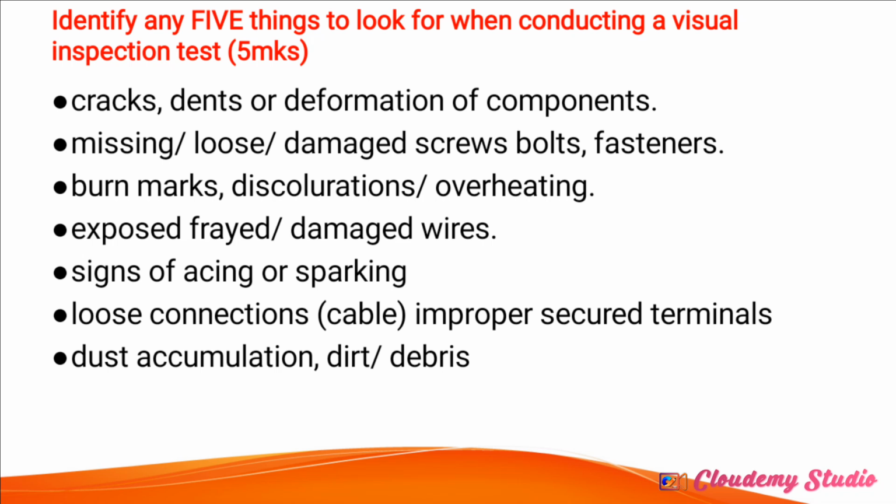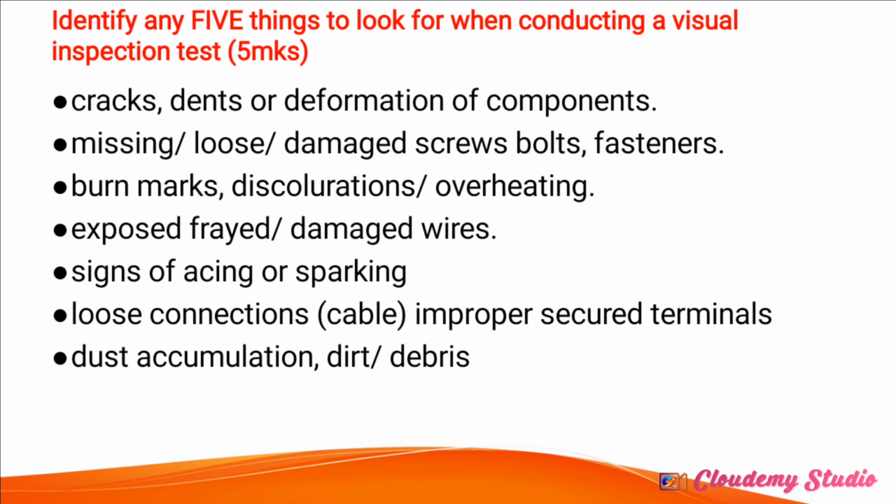Identify any 5 things to look for when conducting a visual inspection test. During our session in class, we said a visual inspection is a type of test carried out by the use of the naked eye, or by the use of sight. That is, we have to look for faults, defects, or malfunctions in a system, a component, a device, or an installation. That is what we call a visual inspection test.